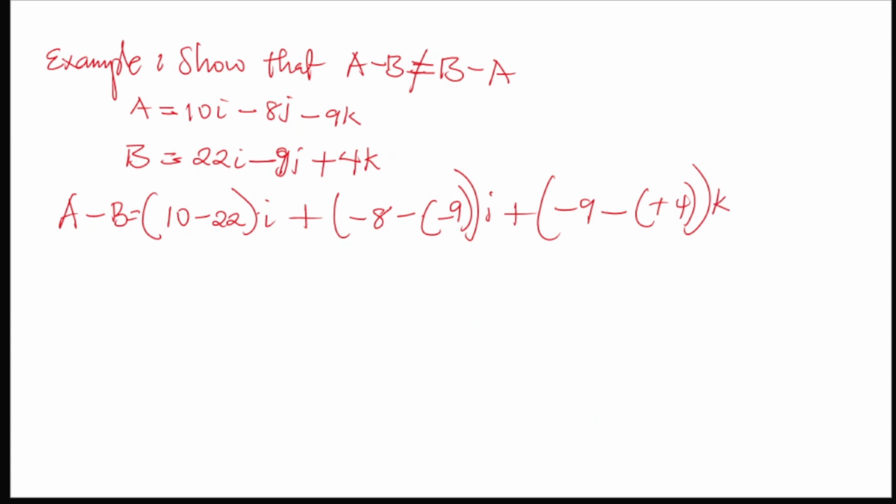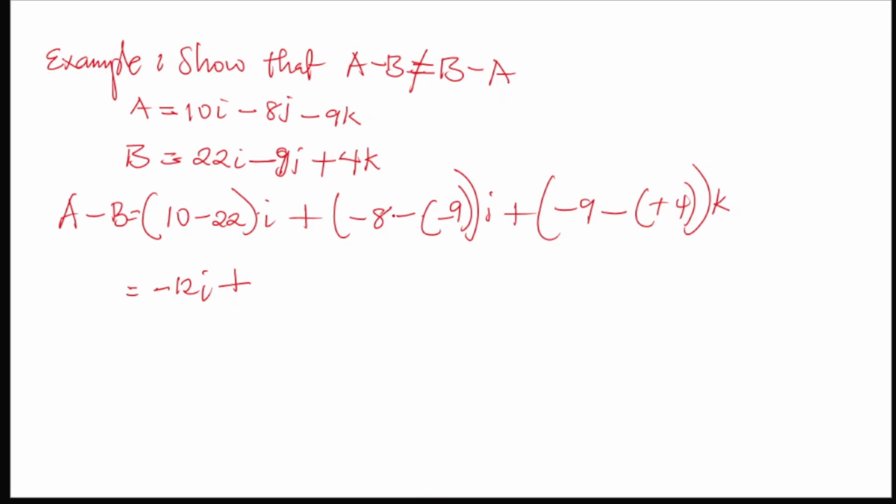Now, how do you go about it? The first thing you do is 10 minus 22. So if you punch your calculator, 10 minus 22 will simply give you minus 12, so you have minus 12i here. Now look up. Here you have plus. Let's treat this. Remember, minus times minus is plus.